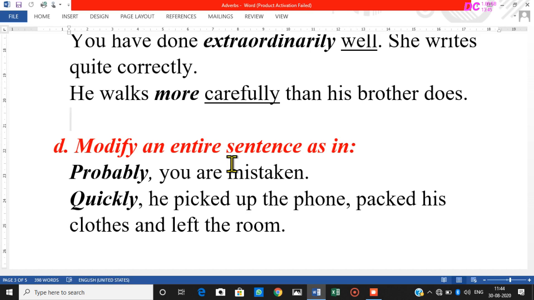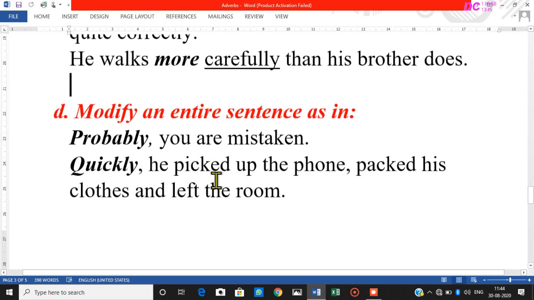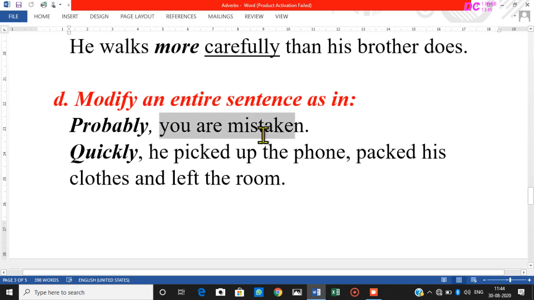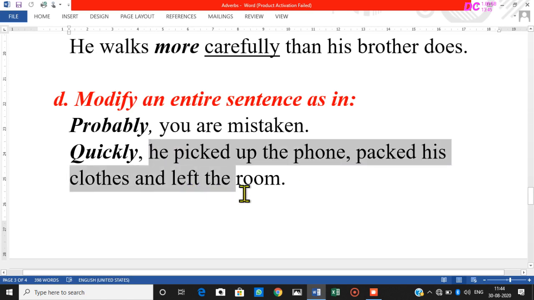See, the word probably here modifies the entire sentence. Now see, quickly he picked up the phone. In a hurry, what do they do? So the entire sentence is here modified by the word quickly. So quickly is an adverb, but here it modifies an entire sentence.